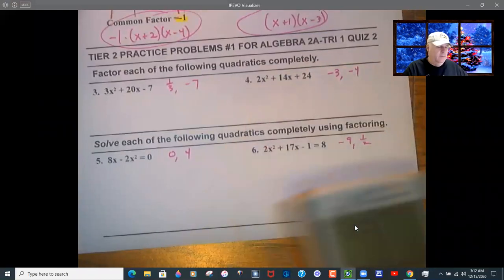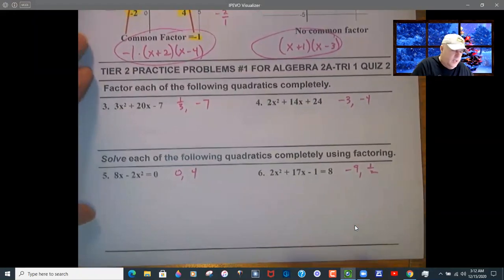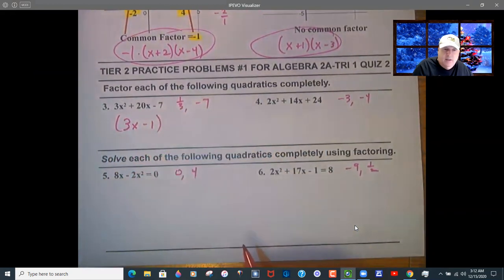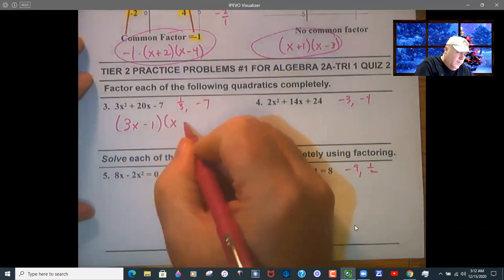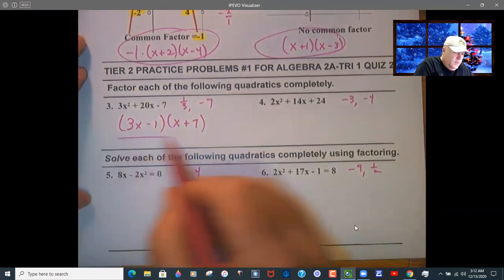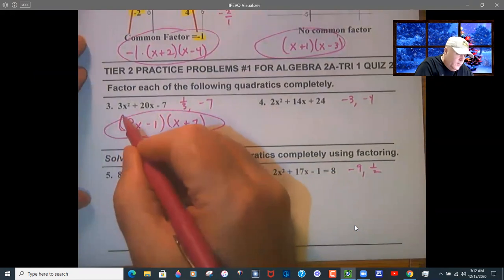Okay, now we're ready to factor with the common factor check. So 3x minus 1 is a factor. Remember, denominator times x, and then opposite of the numerator. And then it looks like we don't have a common factor because 3x times x is 3x squared.